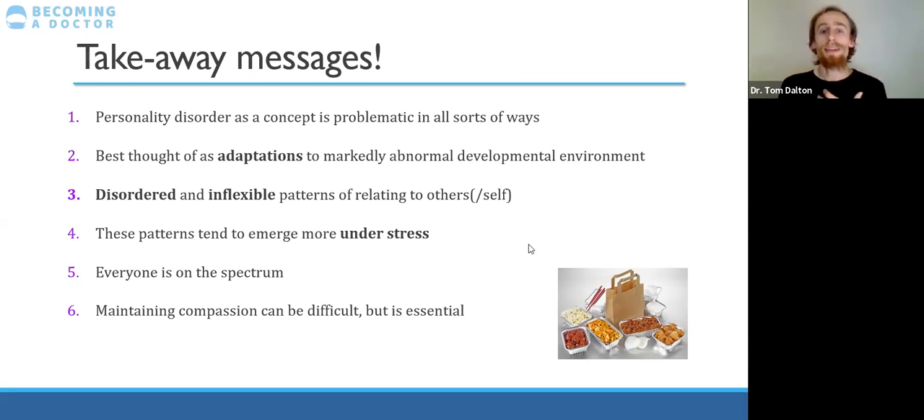But the best way to approach it is adaptations to developmental trauma, to attachment that hasn't gone quite right. Every brain just does the best it can in its situation to survive. And it causes these inflexible patterns of relating to others and also to yourself. Particularly they tend to emerge under stress, and they can do that in anyone. Anyone can become a bit anankastic or a bit dependent or a bit avoidant, whatever, when they're under stress.